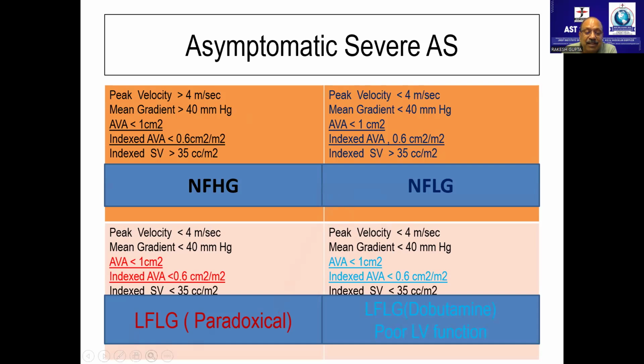So can a case of AR with AS have low flow, low gradient paradoxical aortic stenosis? AS with AR, any could be possible. Because in the long term, because of AR, there will be dilatation of the left ventricular cavity, and the LV function will go down. Yes, it could be possible.